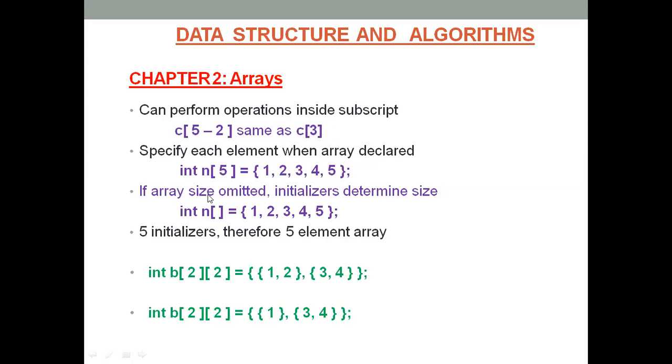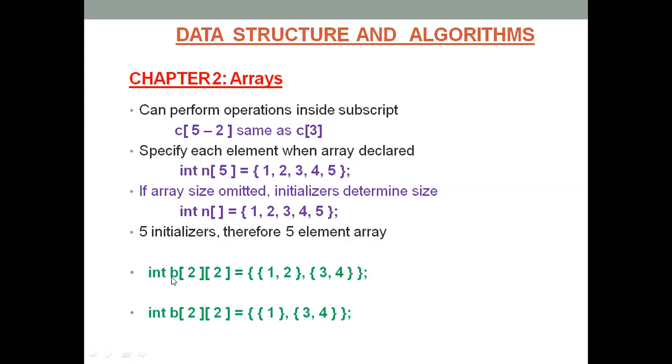Okay, if the array size is omitted, the initializer determines the size. Which means that even if you don't put the size here, where you would put the size 5, the program can still initialize, because the program will look at how many values are here: 1, 2, 3, 4, 5. So the program already determines the size. So there are 3 ways to write this. Instead of like this, you can perform an operation inside the subscript, you can declare the size, or you can omit the size.